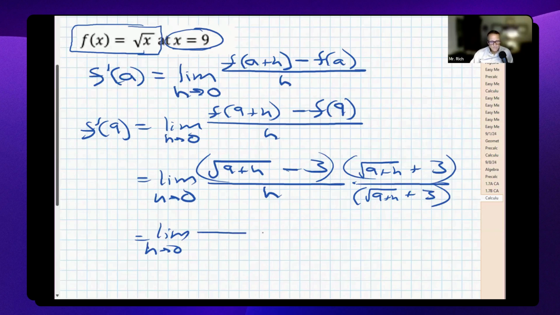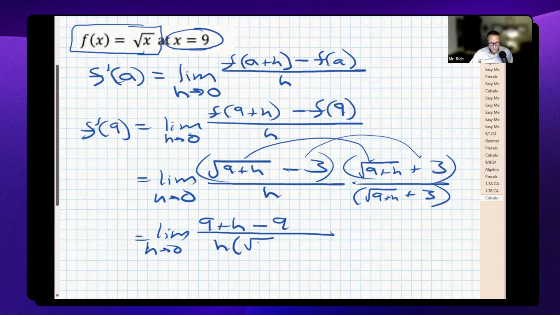Because here's what happens. When you multiply two binomial conjugates together, the outer and inner products cancel, and all you're left with is the product of the first two terms minus the product of the last two terms. When I take root 9 plus h times root 9 plus h, it leaves me with 9 plus h. When I multiply negative 3 times positive 3, it gives me a negative 9, like this. And then down in the bottom, I have h times the root 9 plus h plus 3.